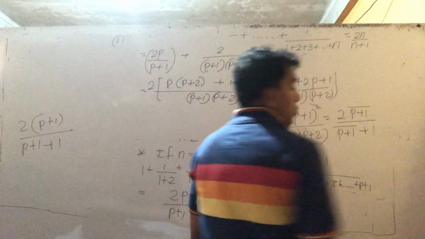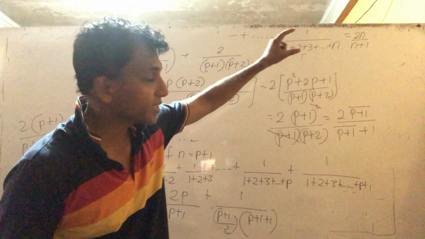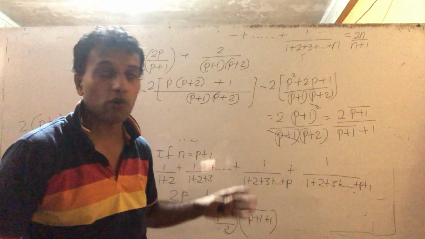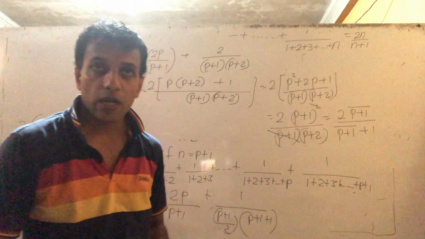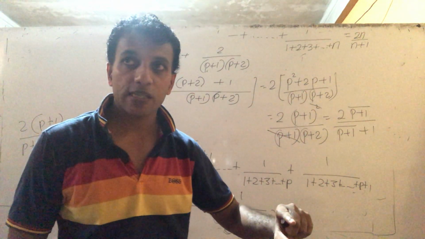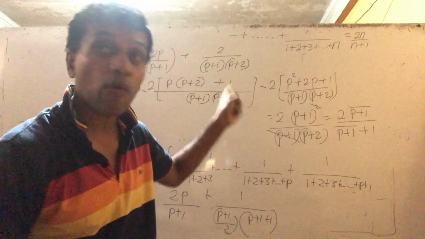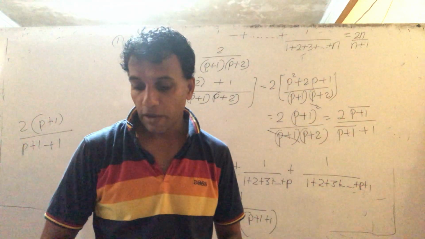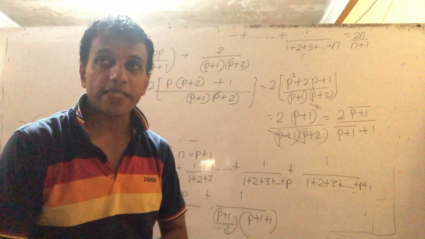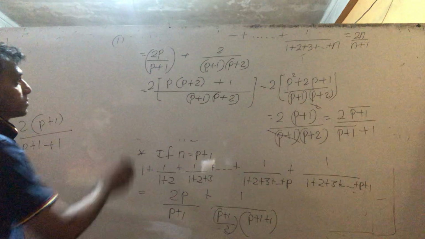See, we have the original expression, the original answer, if we apply n equal to p plus 1. Therefore, it's true for n equal p plus 1. But the given statement is true for n equal 1. Therefore, we can conclude that for every integer n value, this is true. Every positive integer value, the given statement or formula is true. That is the induction method.